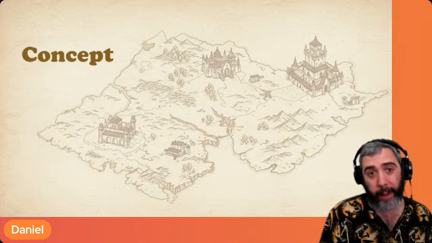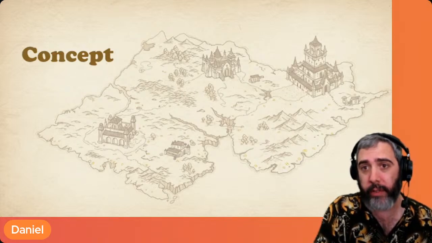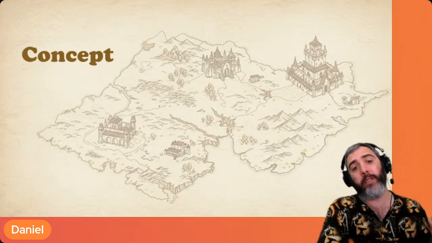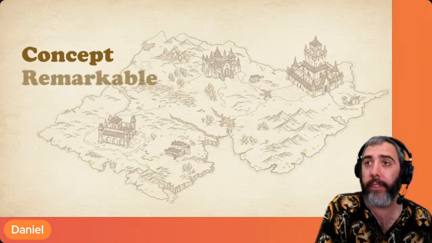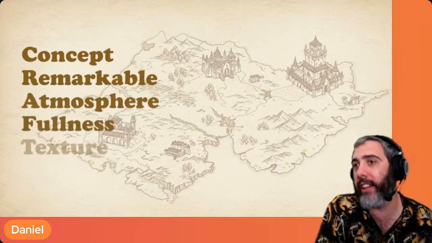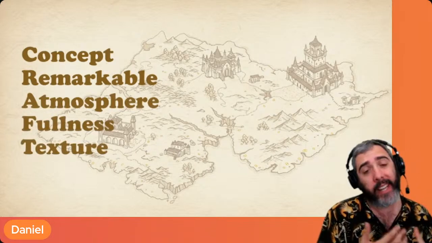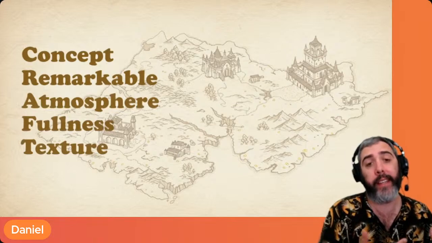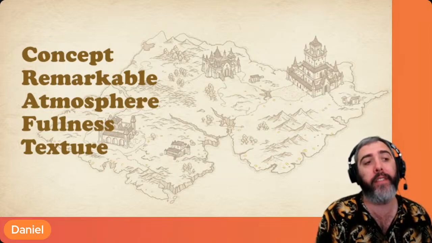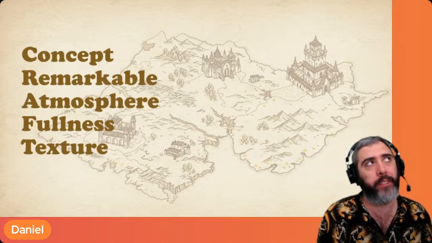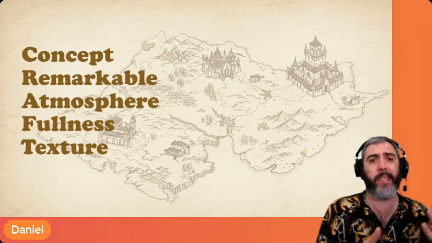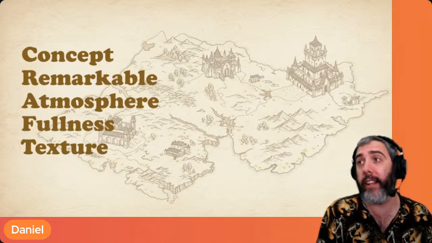Now, I love my acronyms. I actually have two acronyms for you today, so it's like two for the price of one. The first one is CRAFT. C is for concept, R is for remarkable, A is for atmosphere, F is for fullness, and T is for texture. One of the reasons we want to approach setting like this is that strategy gives us a sense of when we've gotten it done. Leonardo da Vinci is claimed to have said, no art is finished, only abandoned. So when do you get it done? If you have a nice guideline like this CRAFT guideline, you'll have a sense of that.